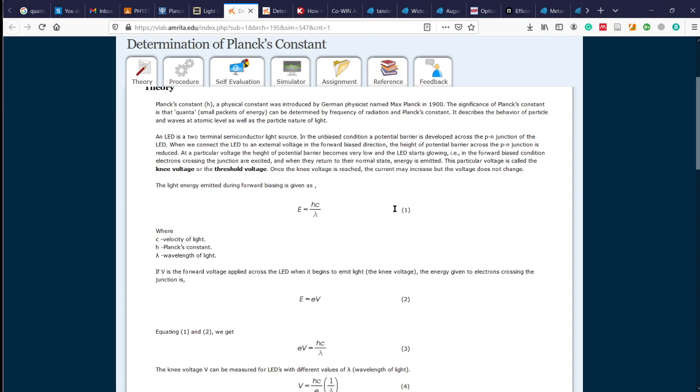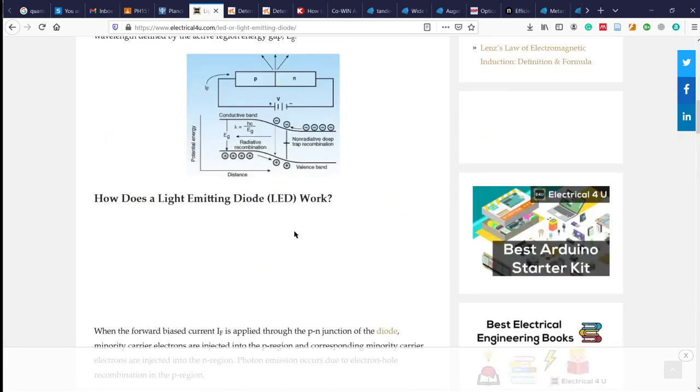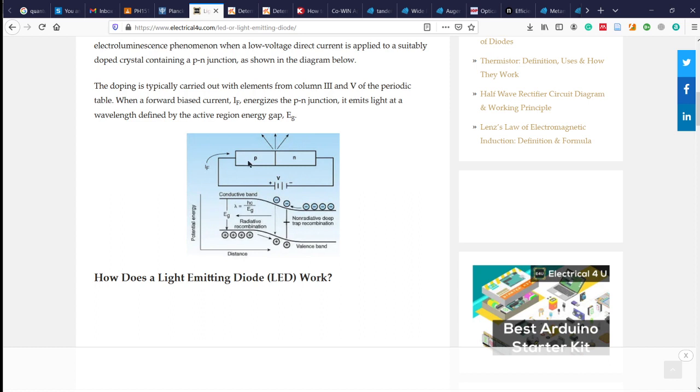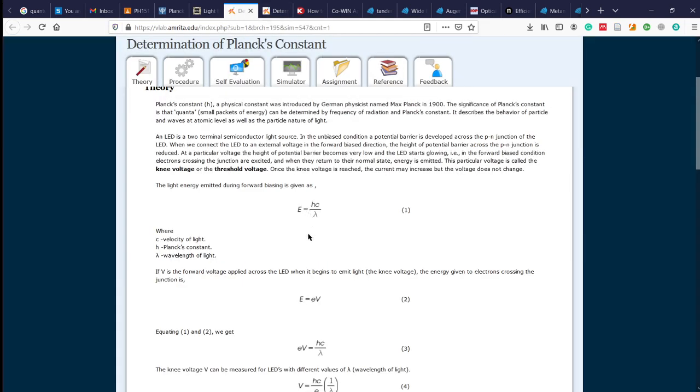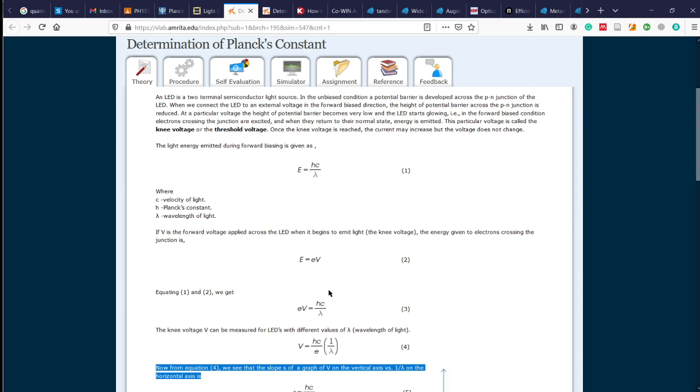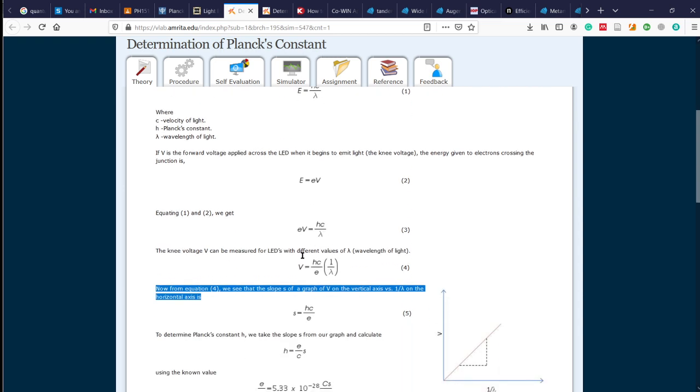Now let's have a look at the forward bias condition. When we forward bias it and it reaches the knee voltage, only then is there emission of light. What happens actually? The electrons and holes recombine. This energy is given by the applied voltage, and to convert it into an energy term, we need to multiply by the electronic charge. So it's eV. Whenever we reach the voltage called the knee voltage, this V gives rise to this energy, and this energy is converted into the emission of a photon, and we get this lambda. So if we put the value of E here, we have eV equals hc by lambda, and hence V equals hc by e into 1 by lambda.